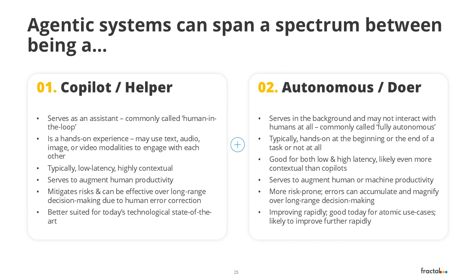They can be good for both low as well as high latency processes, and they can augment both human and machine productivity. Since they're fully autonomous, they can be more risk-prone, especially if you're automating large chains of work. Errors can accumulate and magnify over this decision-making. And this side of the spectrum, since it started improving later than the interactive side, is improving rapidly while trailing behind the first side of the spectrum.